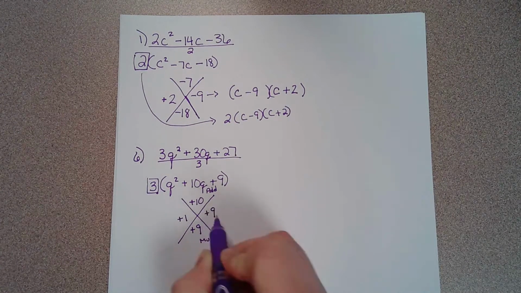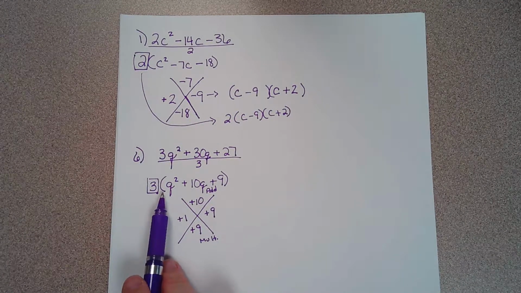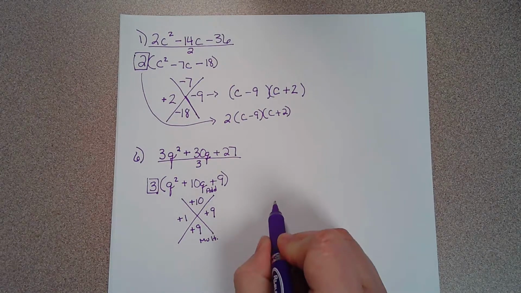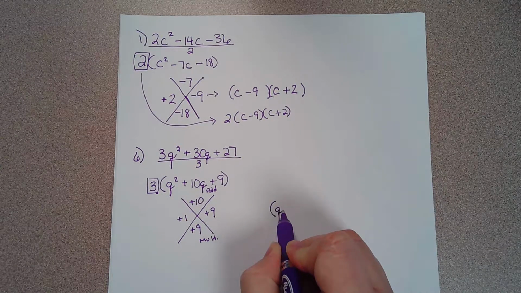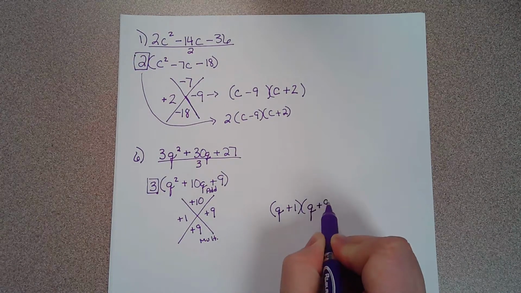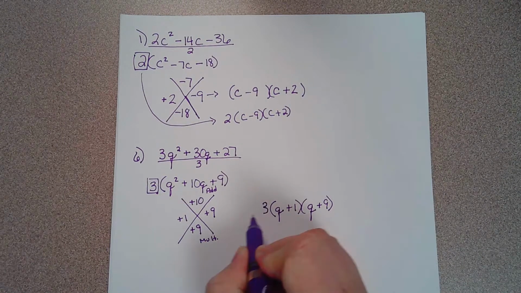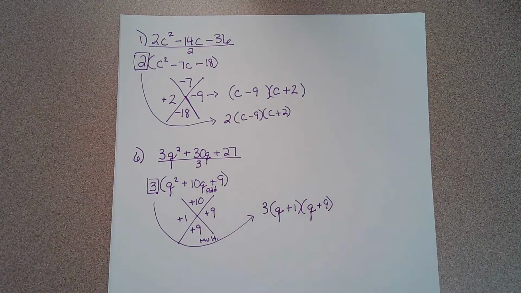And like before, we have no number once we've taken out the greatest common factor in front of the Q. So we can jump right into our two groupings. So I have Q plus 1 and Q plus 9. Now, like before, you guys told me that I have to put the 3 out front. So we're going to bring our 3 out front because remember, we don't want to forget about him. All right, so that is it for that first part. Are there any questions on that?